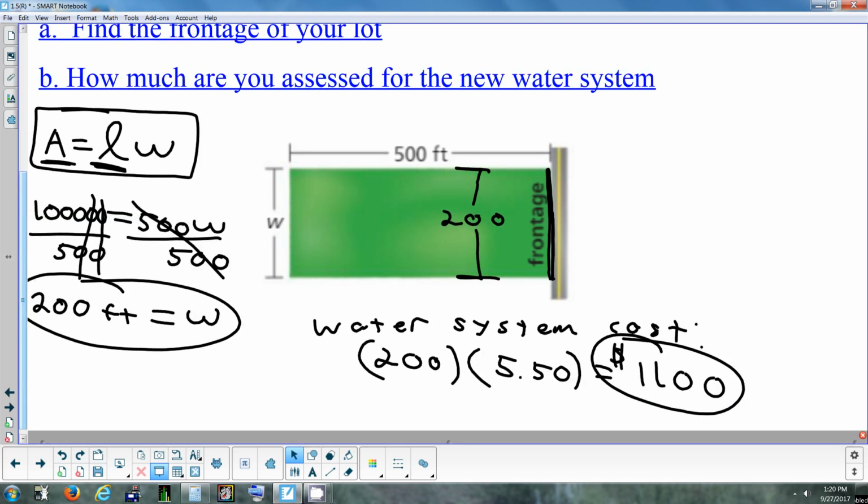Okay, so that's an example where we took a literal equation, we plugged in the two things we knew, and we found the one thing we didn't know.